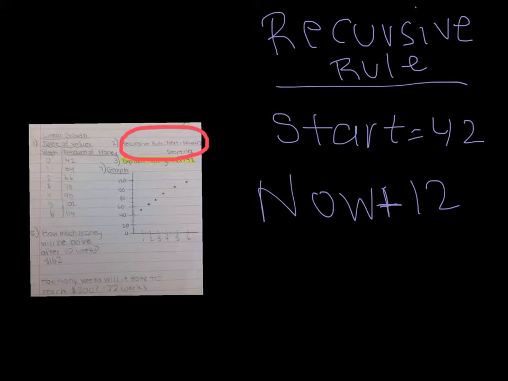For the recursive rule, the start is 42, which is the y-intercept and also the start value for week 0. And then each week, you're adding 12, so now plus 12 would equal your next, but then you're starting at 42.